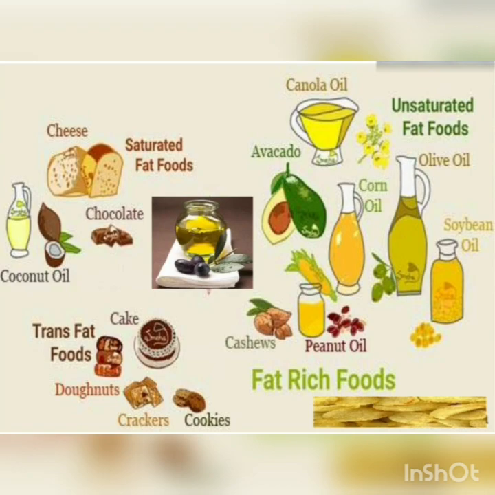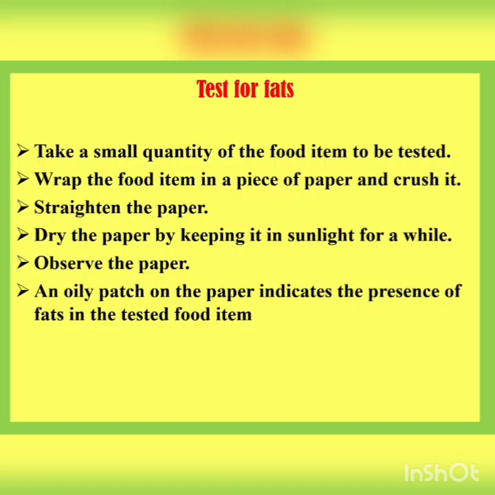Okay, next, test for fats. The test for fats is a very simple process. We can do it in a very simple manner. First, take a small quantity of the food to be tested. Wrap the food item in a piece of paper and crush it. After that, remove the paper slightly without tearing it. Make sure that the paper does not get torn.